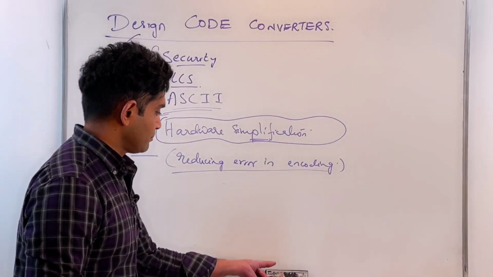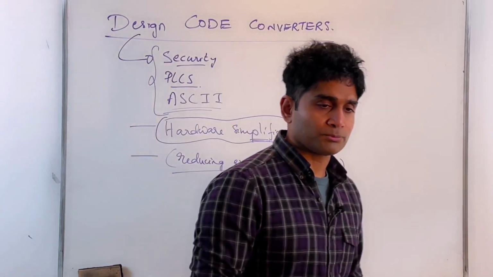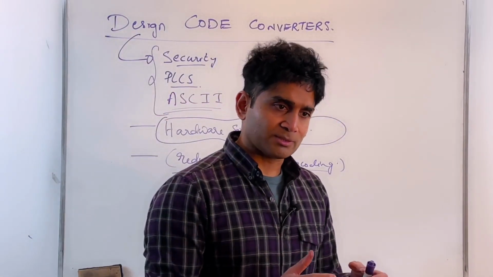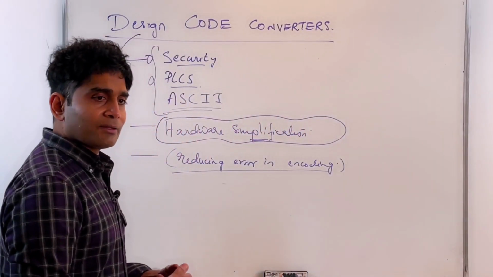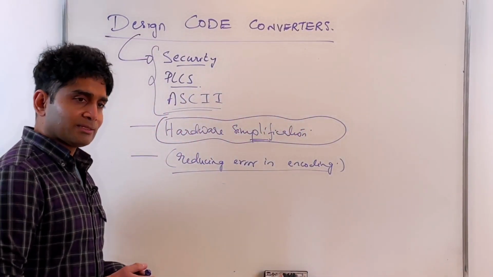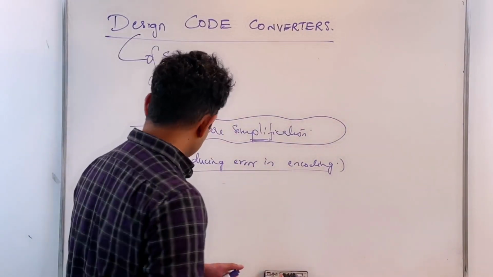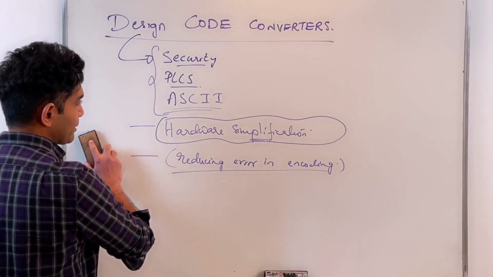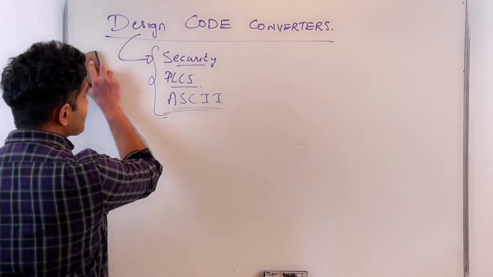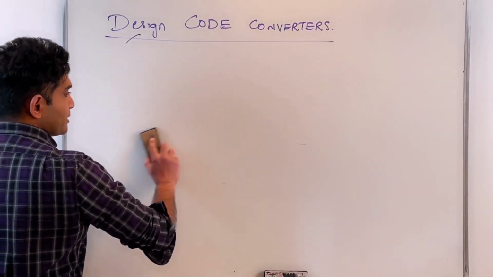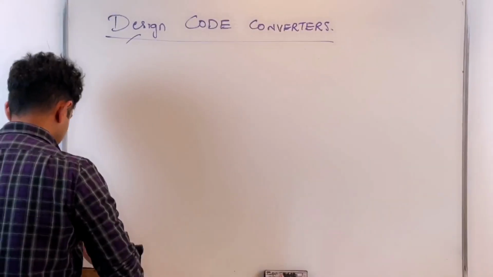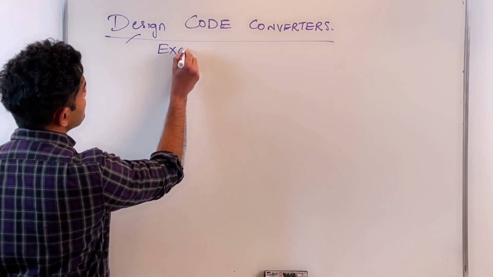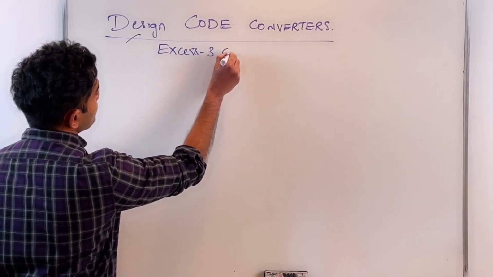Ultimately that's what we want to do, right? We want to come up with compact systems that are cost effective, energy efficient, and fast in computations and so on. So let's look at the hardware simplification part. Now, the class of circuit that we are going to talk about is called an XS3 code converter.